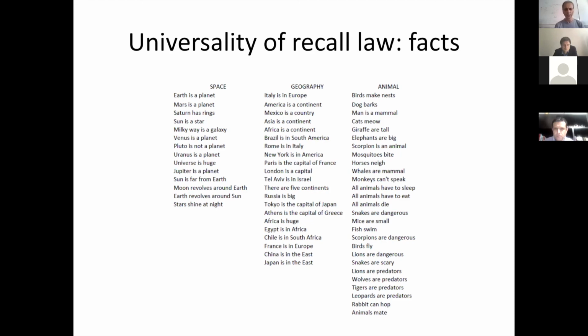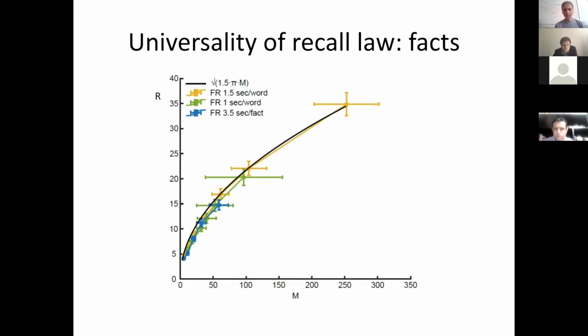So overall, they will recall many more words than in the previous experiments, because every fact is expressed in terms of several words. And indeed, this is what we get. So we have this blue curve, which summarizes the results of our experiments. And you see that even for the facts, there is practically no difference between list of words and list of facts. So this prediction is completely generic, apparently, and will work for any other types of material.